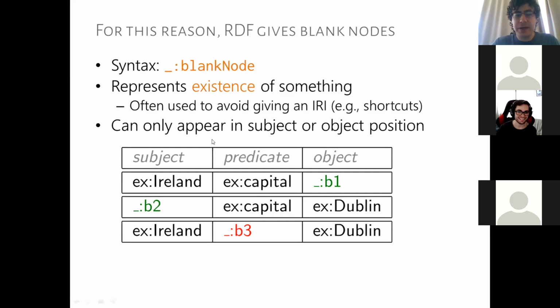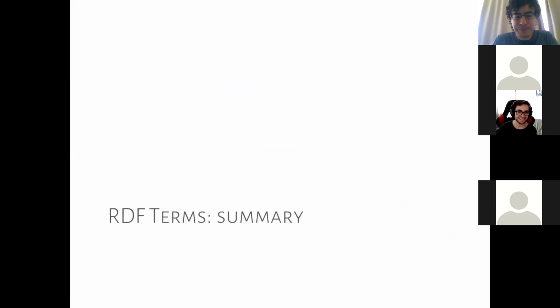So we can use them in the subject or object position. Okay, so here or here, but not in the predicate. This will not be allowed. So the first two are correct, and the last one is incorrect. So okay, this is maybe a little bit mysterious for now, but we'll come back to blank nodes.